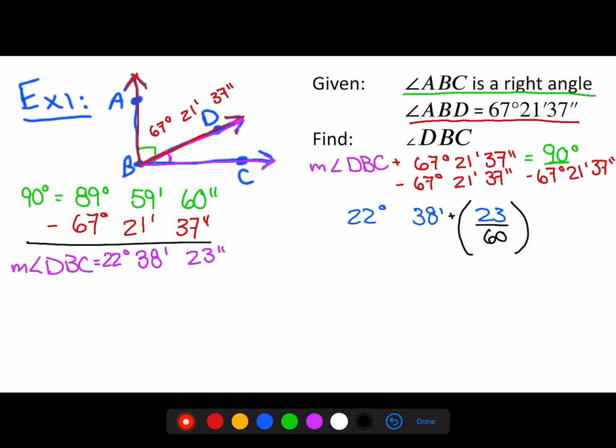So 23 divided by 60 leaves me with 0.38333 repeating. So I now have 22 degrees, and then I'm going to take that decimal, 0.38333 repeating, and just add it onto the 38. So I now have 22 degrees and 38.3833 repeating minutes. Now from here, I'm going to do the same exact thing. I'm going to take this chunk, divide it by 60, and then add it to the 22.